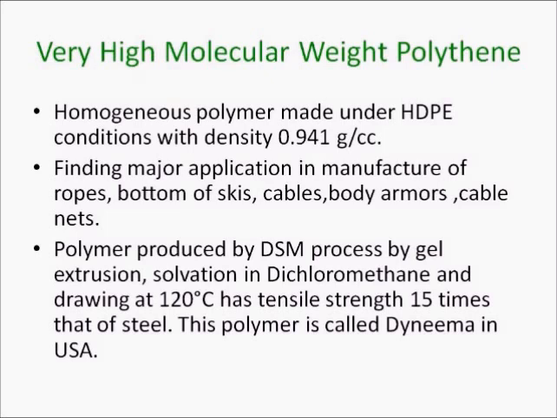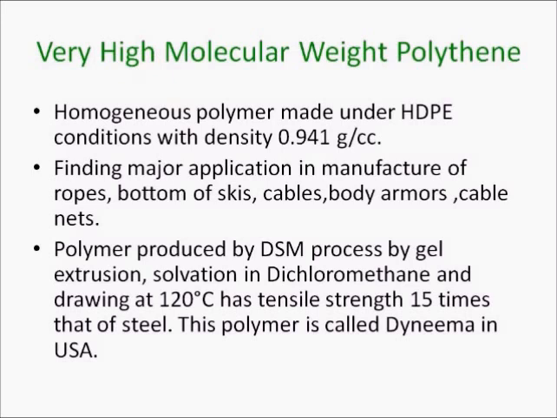The last of the categories of polythene is very high molecular weight polythene. It is a homogeneous polymer synthesized under operating conditions similar to HDPE and having density of 0.941 gram per cc. It is used for manufacturing ropes, ski bottoms, cables, cable nets, body armors.